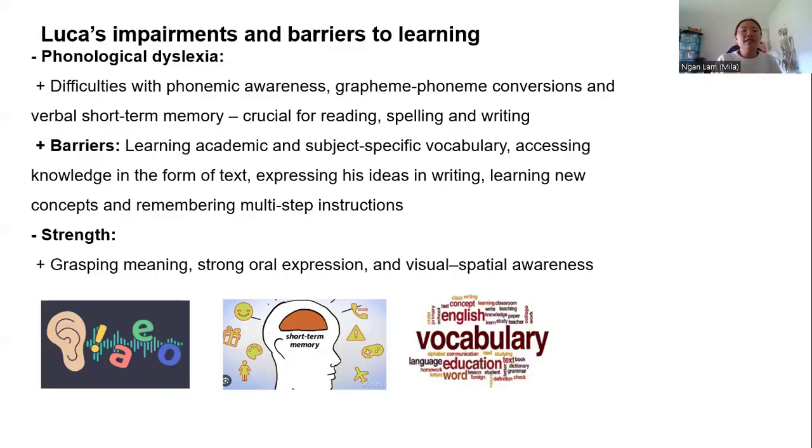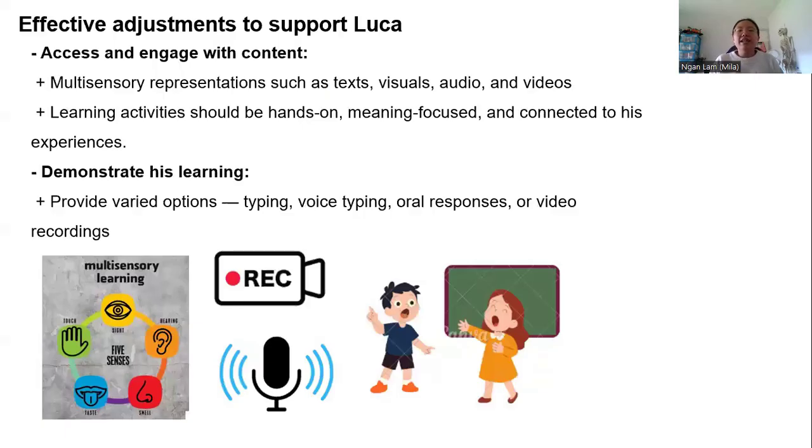So that creates barriers in learning academic and subject-specific vocabulary, accessing knowledge in the form of text, expressing his ideas in writing, and learning new concepts. Despite the difficulties, he demonstrates strengths in grasping meaning in spoken language, strong oral expression, and visual-spatial awareness. So I think that we can support Luca's access and engagement with content through multisensory representation, and learning activities for him should be hands-on, meaning-focused, and connected to his experiences. And he also benefits from varied options to demonstrate his learning through typing, voice typing, oral responses, or even video recordings.